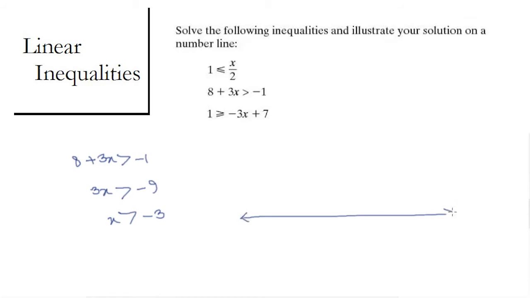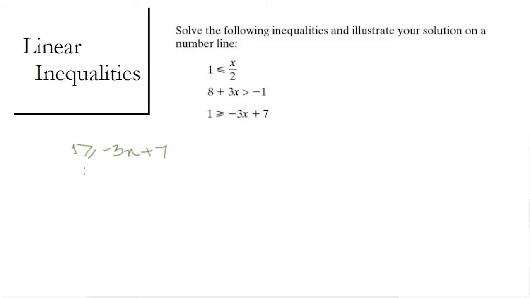Put a number line. A 0, somewhere smack in the middle. 1, 2, 3, negative 1, negative 2, negative 3. So x is greater than negative 3, but it can't be equal to negative 3, it just has to be greater than negative 3. So that means you start from here and you go all the way over there. But you don't include negative 3, because when you include negative 3, 8 plus 3x becomes equal to negative 1 and is not greater than negative 1, which is what we're interested in.